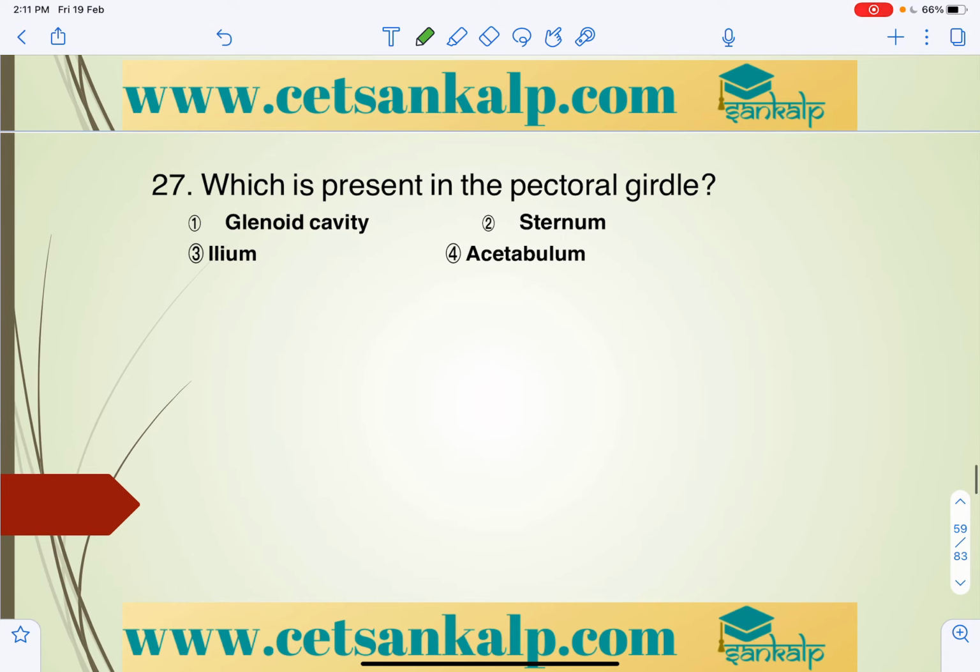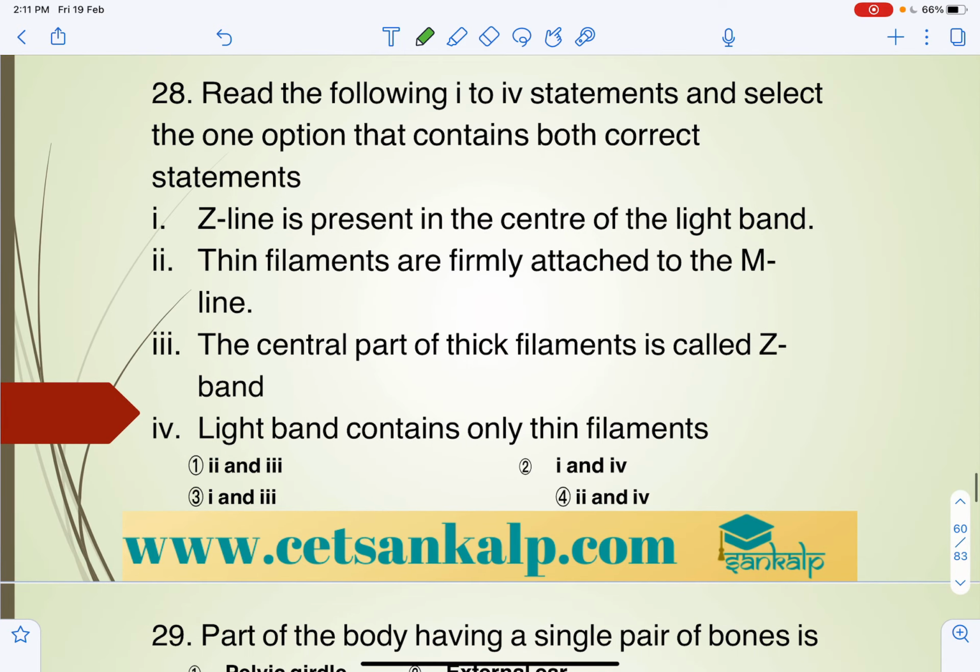Next, which is present in the pectoral girdle. So pectoral girdle generally includes the shoulder joint with scapula, clavicle and humerus. Sternum forms a rib cage, acetabulum in the pelvic girdle, ilium is a hip bone, one bone of the hip bone. So glenoid cavity is seen in this. Read the following 1 to 4 statements and select the correct one.